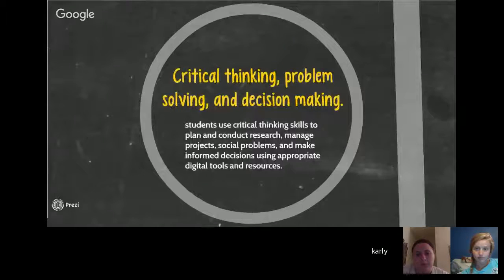Right, and the last one is critical thinking, problem solving, and decision making. Students use critical thinking skills to plan and conduct research, manage projects, solve problems, and make informed decisions using appropriate digital tools and resources. So students are going to be planning and managing activities to develop a solution or complete a project, and they're going to be collecting and analyzing data that they find to make those informed decisions.